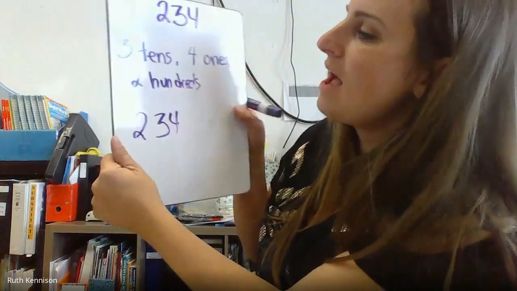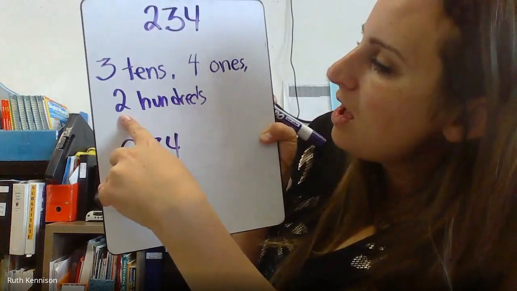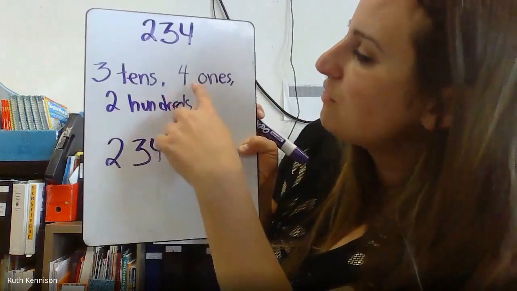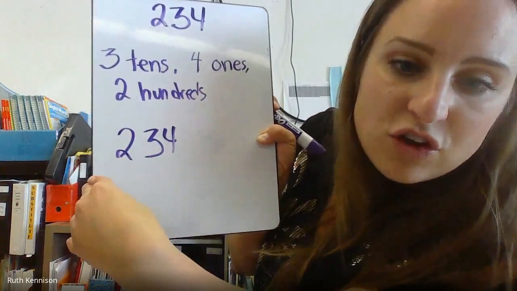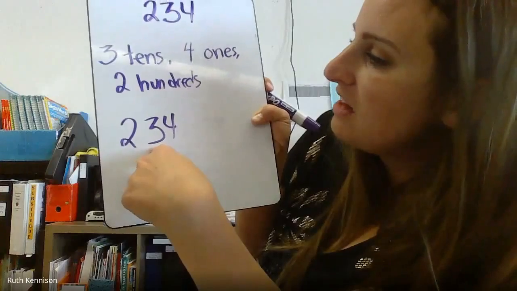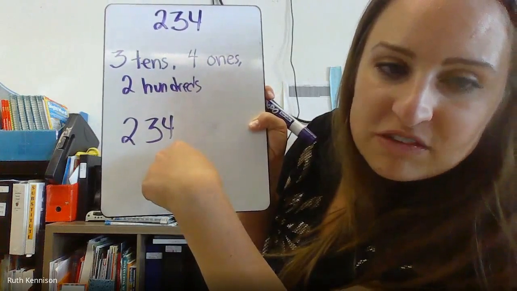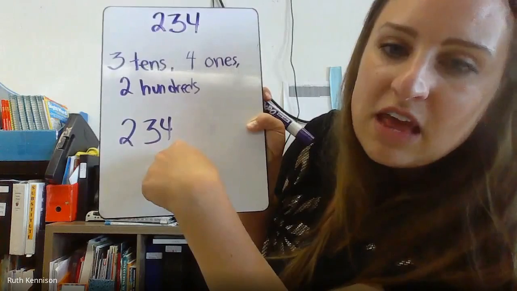Okay, if you wrote 234, you'd be correct. Because if you look at the place value, you've got 2 hundreds, you've got 3 tens, and you've got 4 ones. So you need to write those in your place value spots: 2 in the 100 spot, 3 in the 10 spot, and 4 in the 1 spot. So Amy figured out her goofy mistake and she fixed it. Great job, Amy. Thank you.